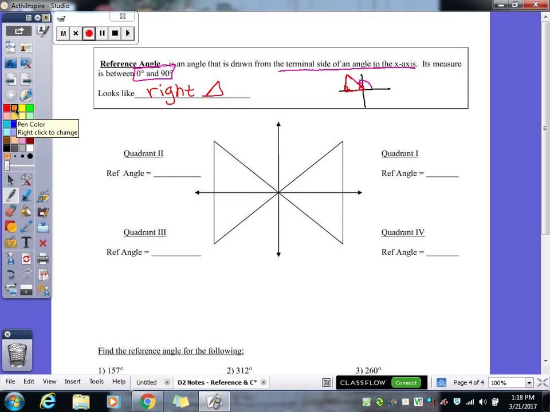So since our reference angles are always between 0 and 90, if you have a quadrant 1 angle you're dealing with, your reference angle is just whatever that angle is. So if you're looking at angle 45, that's your reference angle. If you're dealing with a 60, that's your reference angle. When we're over here in quadrant 2, you would take 180 and subtract your angle measure from it. That gives you your reference angle, which again is this little angle right down here in the corner.